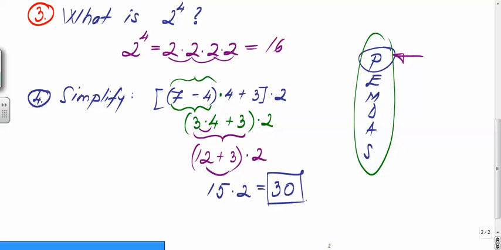And I'm done. Okay? So order of operations, write it down, PEMDAS. Go with the first one, parentheses. If you have exponents, you will follow that. If you have multiplication, so on, so far. Okay? Good.